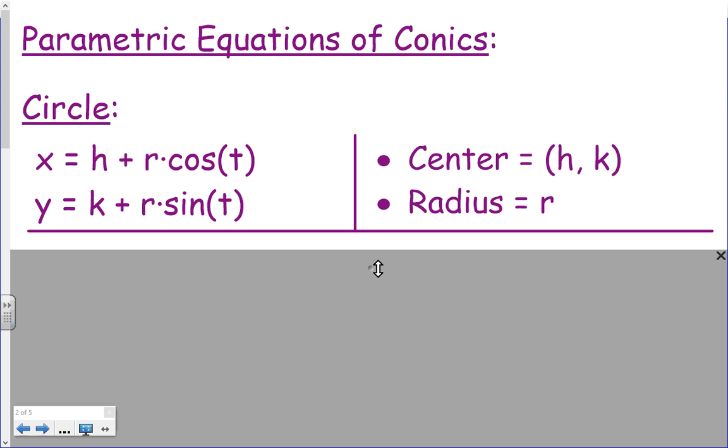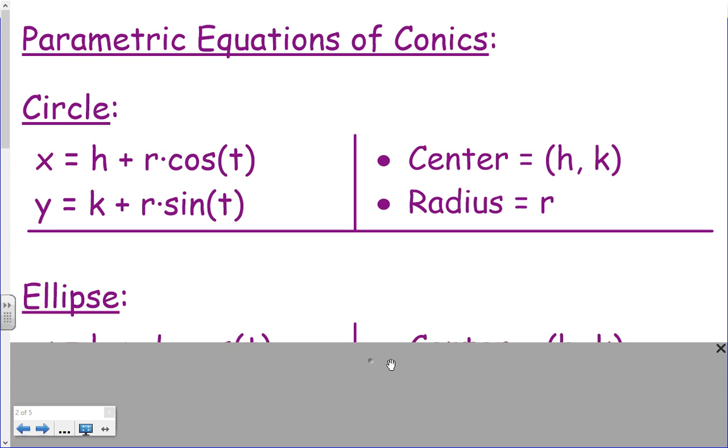Notice that the cosine is with the x, and the sine is with the y. If you think of the definition of sine and cosine in terms of u, v, and r, cosine is u over r. U represents the horizontal, the x value. That might help you remember that. Sine is v over r. Sine is v, which is the vertical, the y component there. And so in this equation, you see that sine is associated with the y value. All right, but there's our equation of a circle in parametric form.